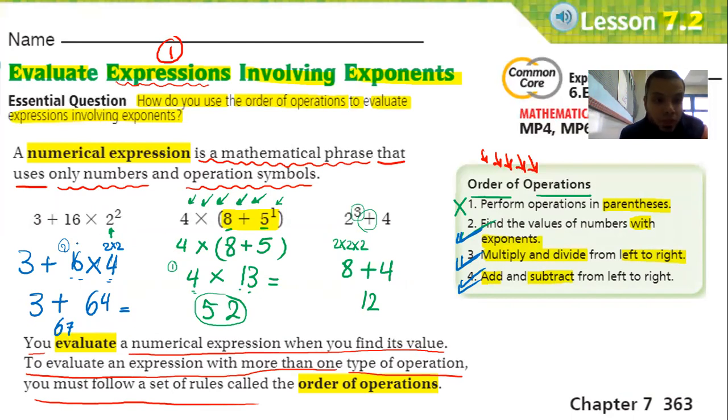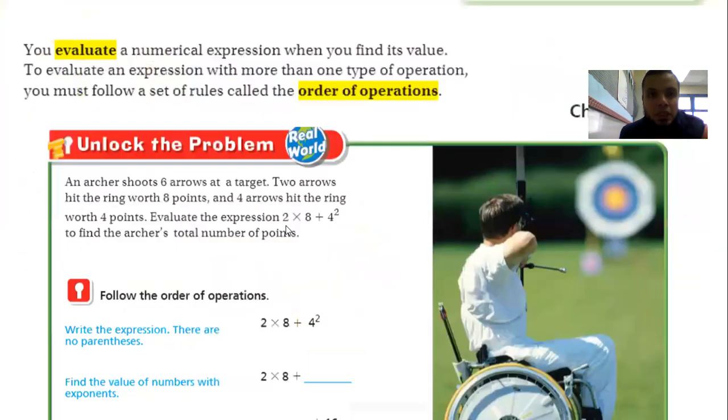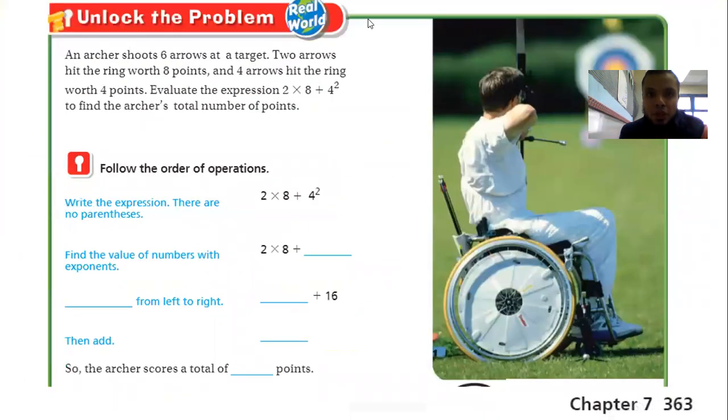So I have solved these questions with you in the first page. I need you to make the video stop here, write the answers below them, or use your notebook to practice, then complete the video. Let's unlock the problem together here.